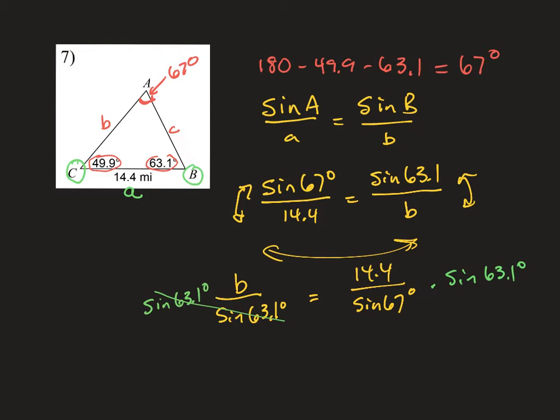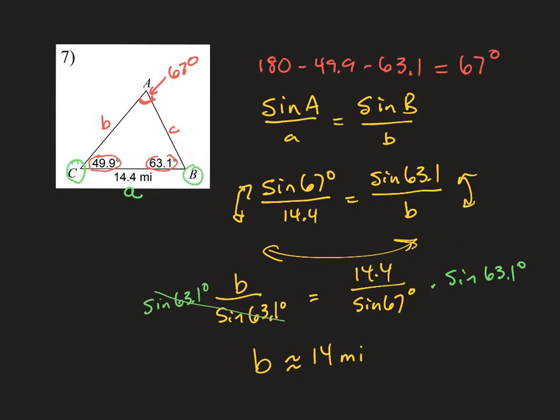All I really have to do is type in 14.4 times sine of 63.1 degrees divided by sine of 67 degrees. And when you do that, you get 13.9509. And what I'm going to do is round that off to an even 14. We'll call it 14 miles.